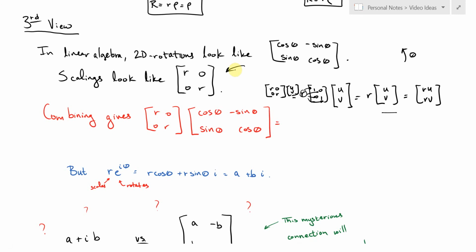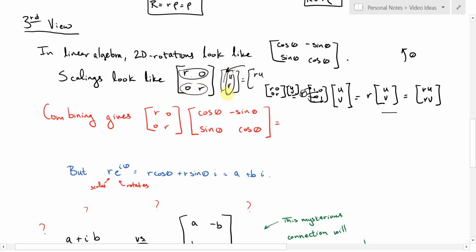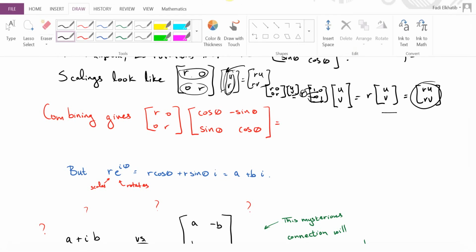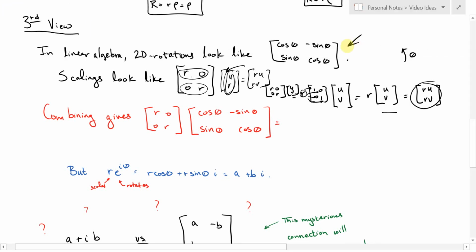Or, another way you could have said it: you can explicitly multiply this by (u, v), and what do you get? Row by column pairwise multiplication. Your first entry is ru, and then the next row times that column is 0 times u plus r times v, that's rv, which is exactly what we got here. So I'm just beating a dead horse. But the point is, this is what rotations look like, and this is what scalings look like.